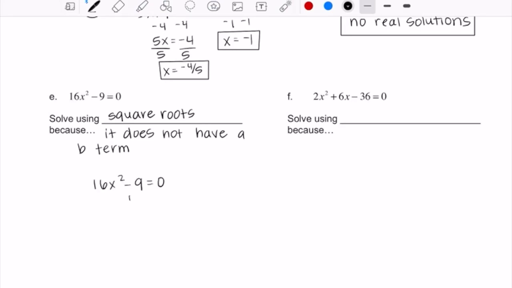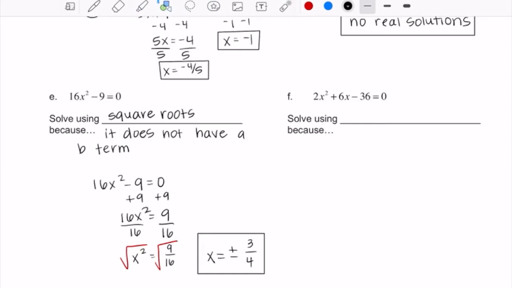And so I'm going to add the 9 to both sides, and then I'll divide by 16. I have x squared equals 9 over 16. Once the x squared is isolated, I'll solve by taking the square root of both sides, and then don't forget the plus and minus on your answer. The square root of 9 is 3, and the square root of 16 is 4. And so my two solutions on this one are going to be x equals plus or minus 3/4.